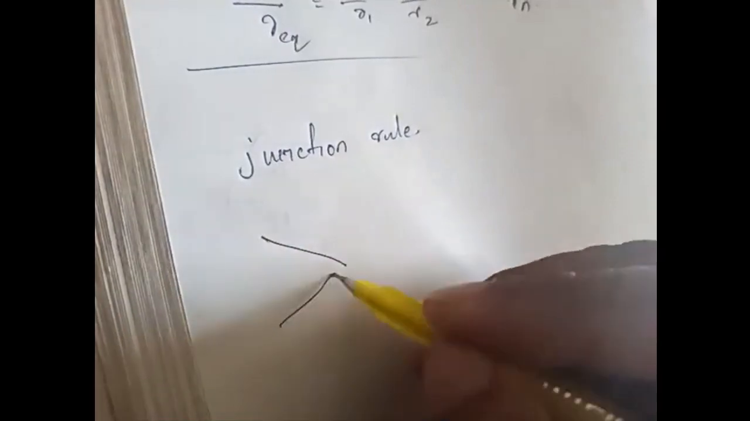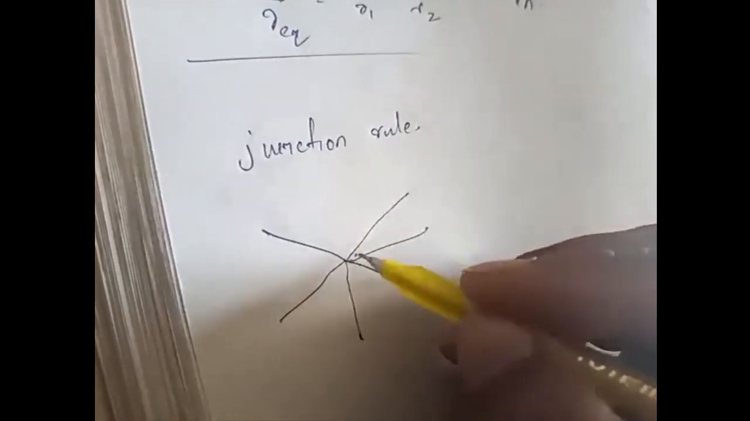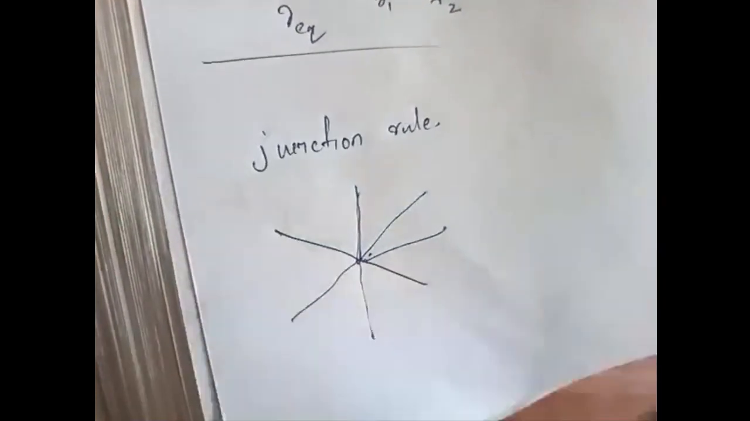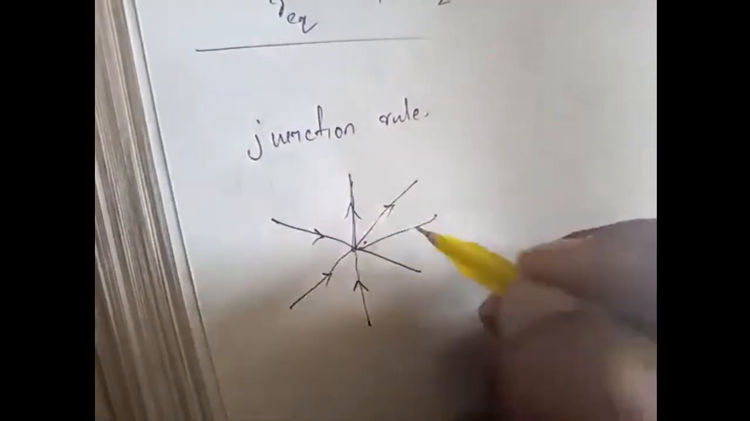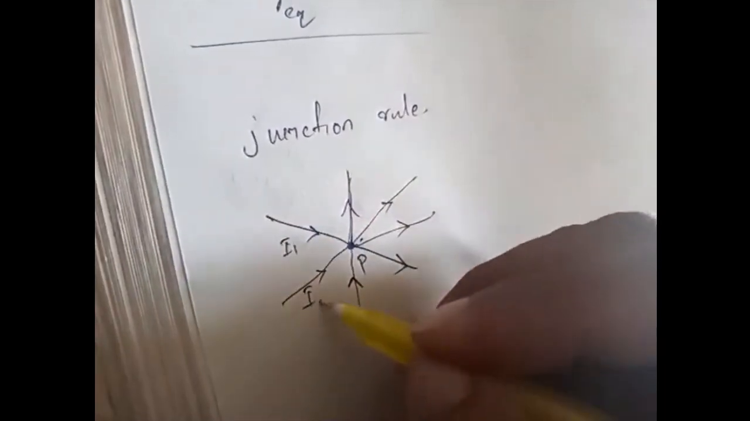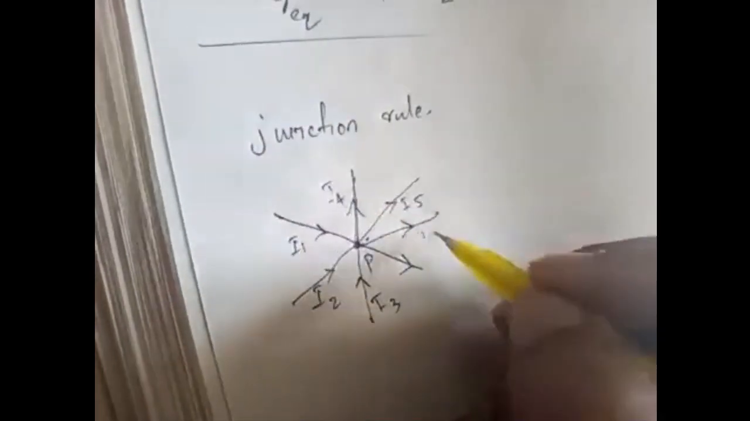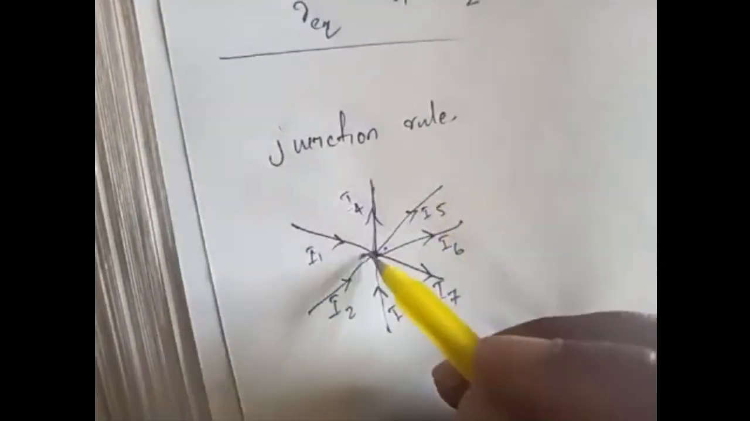Junction rule. Okay, junction rule is nothing but... these rules are very easy and will be very helpful in solving electrical circuit problems also. If there are a large number of currents meeting at a point, this is our point P: I1, I2, I3, I4, I5, I6 and I7. That is, a large number of currents are meeting at a point P.